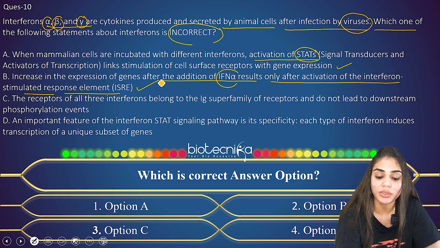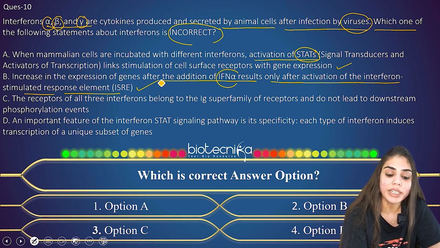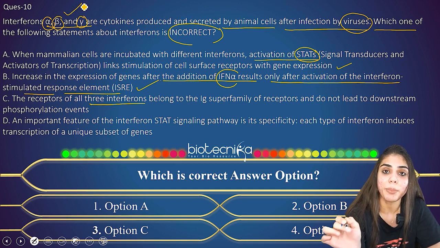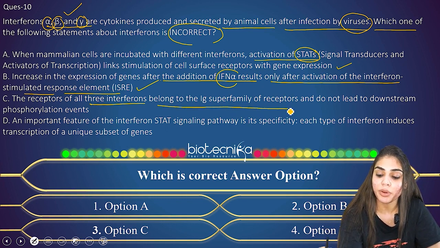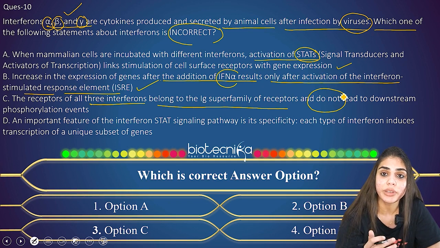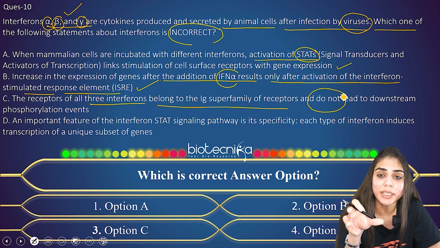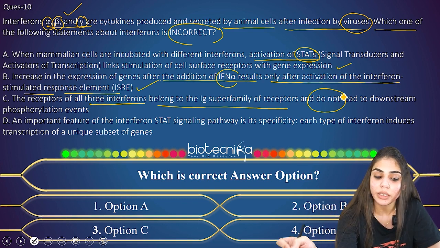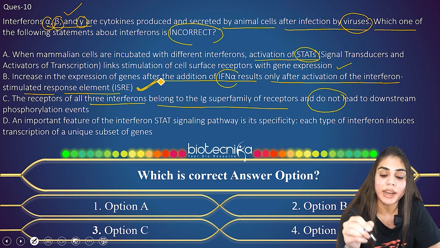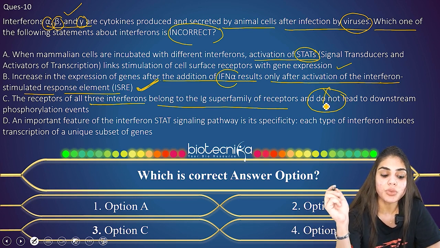The receptors of all three interferons belong to the Ig superfamily of receptors and do not lead to downstream phosphorylation events. All three interferons means they are talking about interferon alpha, beta and gamma. They belong to the Ig superfamily of receptors. They do not lead to downstream phosphorylation events. Just now we have seen it does lead to downstream phosphorylation events, or a downstream signaling pathway, because it forms an intermediate protein that binds to the interferon stimulated response element, and after this the response of interferon is completed.